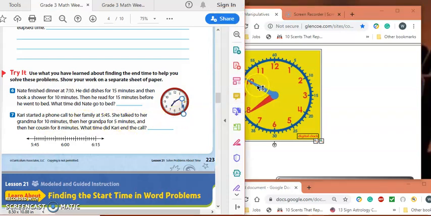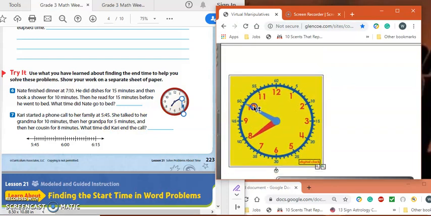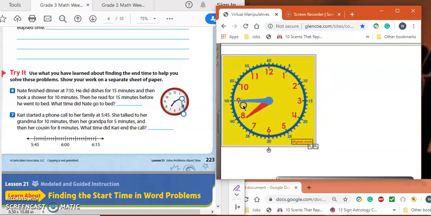Kari started a phone call to her family at 5:45. Let's go to 5:45. Okay, as you can see, I'm having a little bit of trouble, but the hour hand is in between the 5 and the 6, so it's not quite 6 o'clock. It's still 5:45. So she talked to her grandma for 10 minutes.